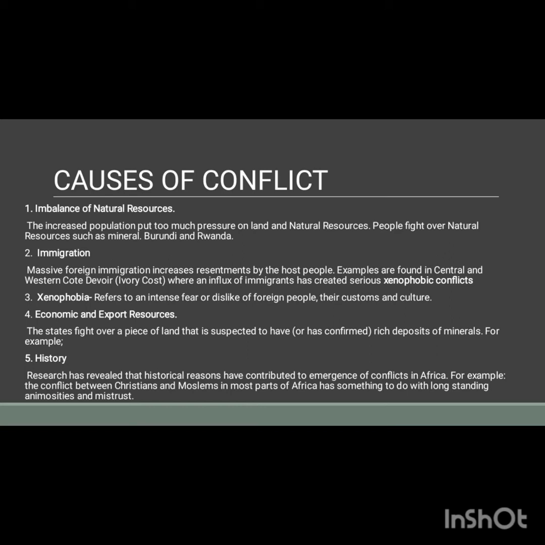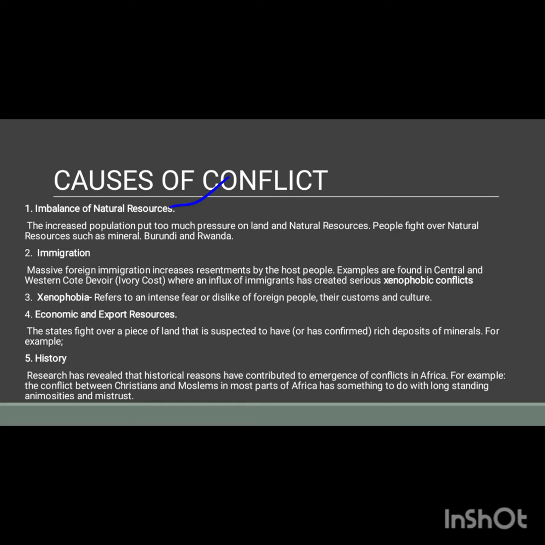Fight between countries, individuals, or societies. What causes that? One, imbalance of natural resources. We have plenty of natural resources in our country or in the world. Now, if those things are not distributed equally, they lead to what? Conflict. They lead to conflict.